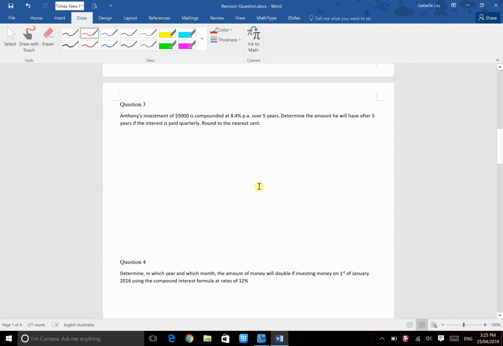Let's have a look at question 3. She invests $5,000 at compound interest at 8.4% per annum, where per annum means per year, over 5 years. So we know our principal is 5,000 here, and our interest is compound interest. And we have T as 5 years.